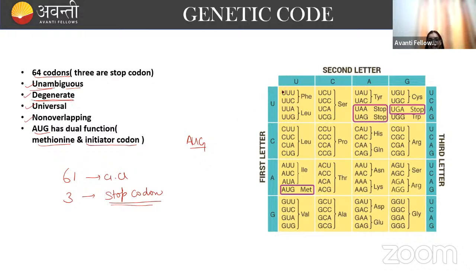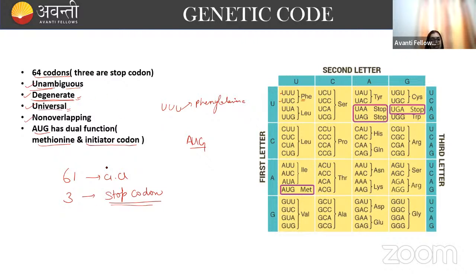Degeneracy: as you can see, the triplets UUU and UUC both code for phenylalanine. That means more than one codon can code for the same amino acid. This is what we call degeneracy. Universal: for example, UUU codes for phenylalanine in bacteria, and it also codes for phenylalanine in humans. So it is nearly universal.